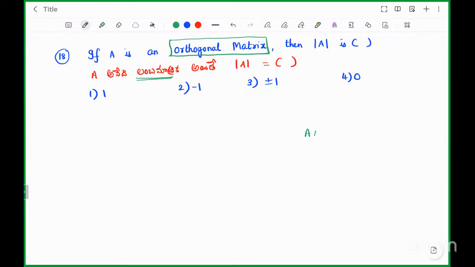A into A transpose is equal to, sorry, here fact, A into A transpose is equal to I. Then A is called an orthogonal matrix.